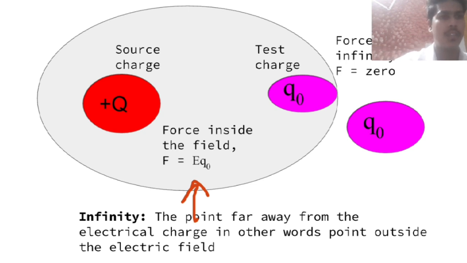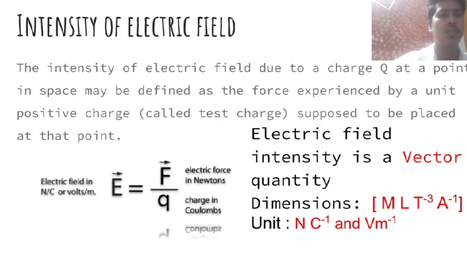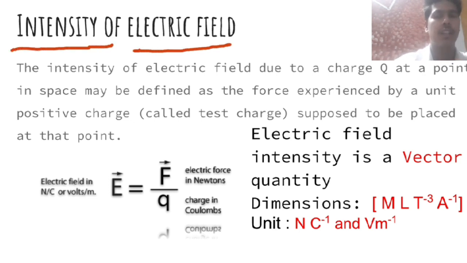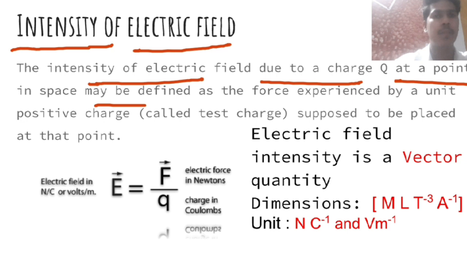So now in our next slide we will see what is meant by electric field intensity. Here you can see the definition of electric field intensity. What is meant by this? Listen, the intensity of electric field due to charge capital Q at a point in space may be defined as the force experienced by a unit positive charge.